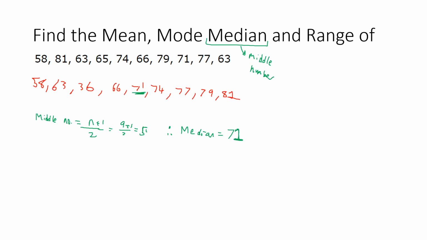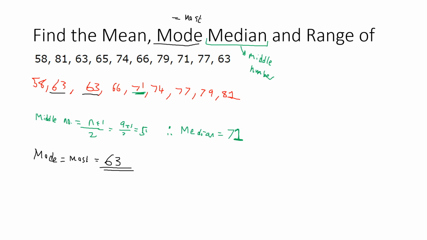The mode is very easy. The mode is simply the most, which is the number that appears the most, which is 63. That's meant to be 63, not 36. So if you are confused in the comments, that's why. And we can see that 63 is the only number that appears twice. So the mode is 63. Okay?